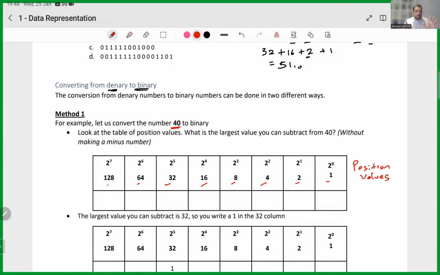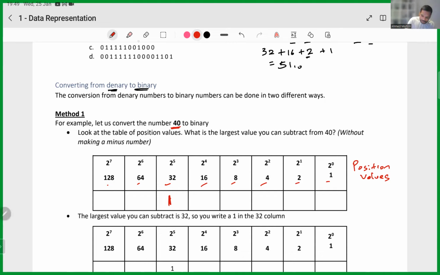Now remember, you cannot take a value that is higher than 40. For example, you cannot take 64, because 64 is higher than 40. You have to take a value that is lower and the closest to 40. So in that case, yes, 32 is the number. So we put a 1 over there, because 32 is less than 40 and it is the closest to 40.